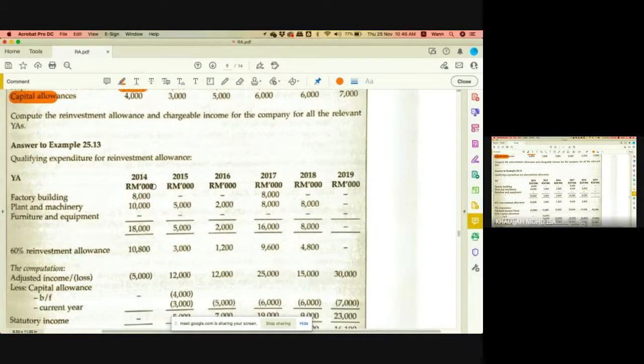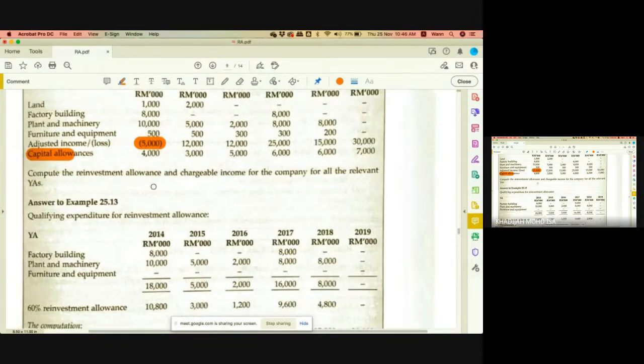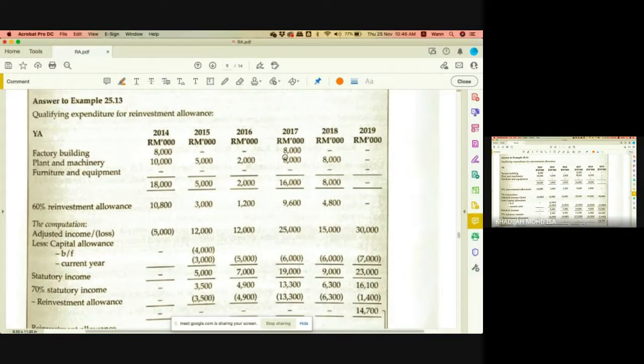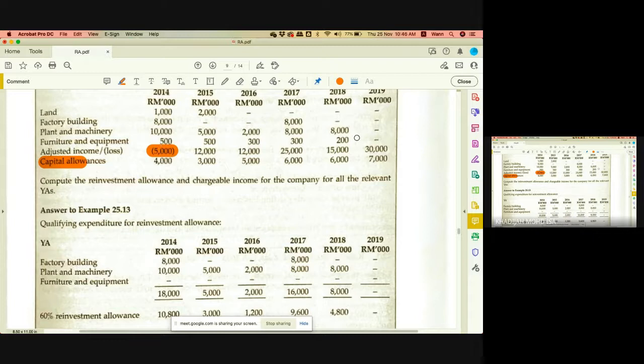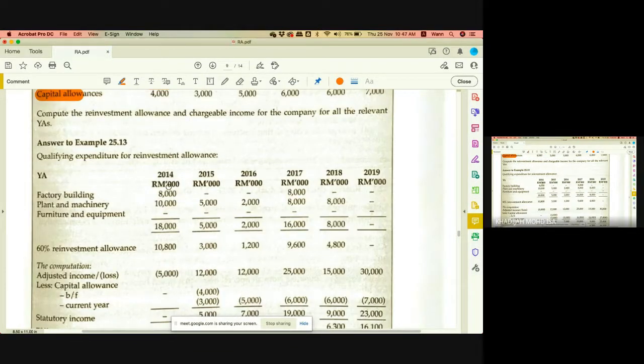Okay. So the good thing about this example, they give you the horizontal or the tabular format where you have the 2014. These are the expenditure incurred. So you have the factory building and plant and machinery. Remember that the furniture and fittings are non-qualifying expenditures. Similarly, land also is non-qualifying, right? So for 2014, you have 8 and 10,000, and then you have 5,000, 2,000, then you have 8, 16,000, 8,000 in 2018, but there is none in 2019. So you compute what is your capex incurred for the respective years of assessment.